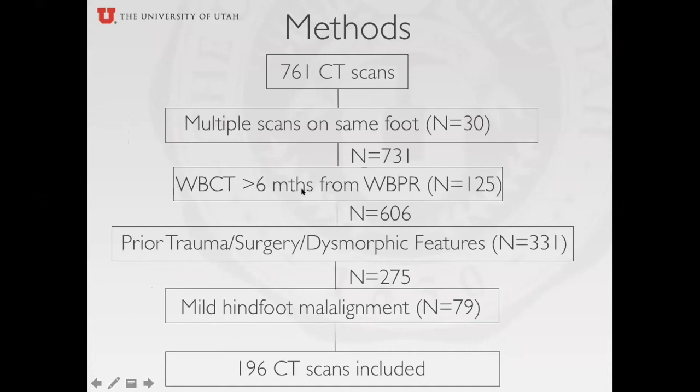Here's a flow chart just demonstrating how we got to our ultimate patient weight-bearing CT scan numbers. Started with 761 scans, applied those exclusion criteria, and ended up with 196 weight-bearing CT scans.